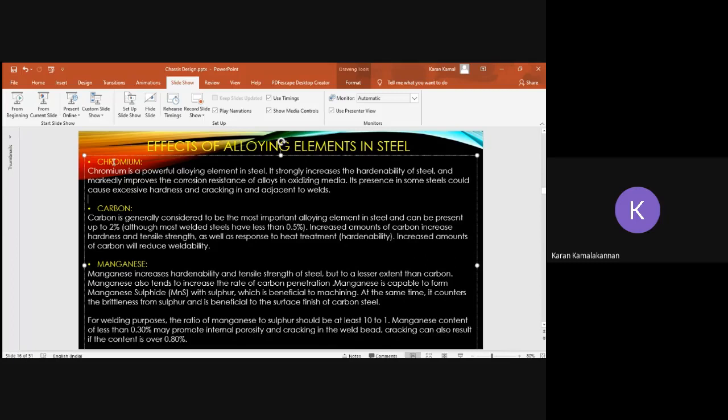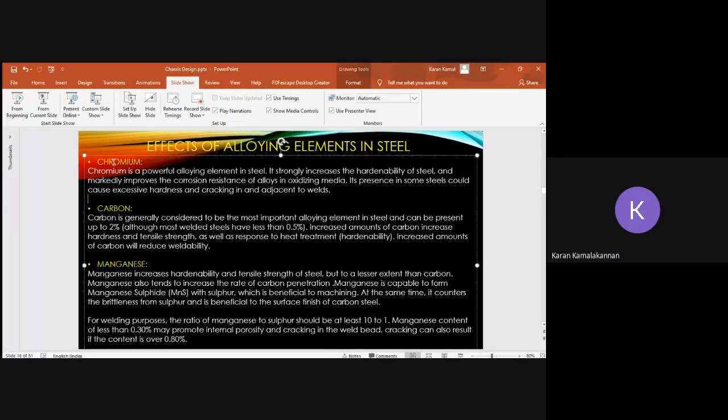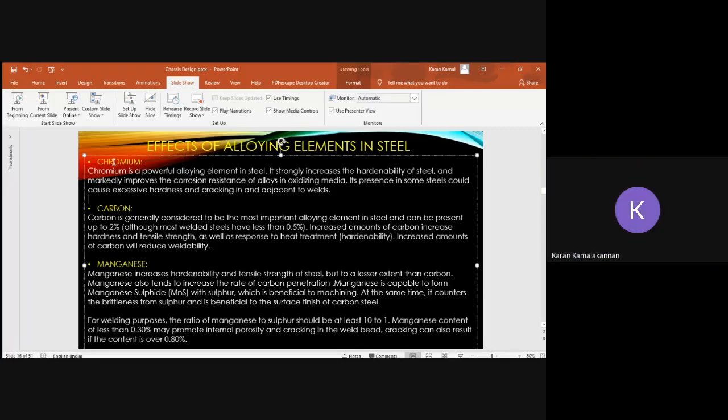Okay, next is carbon. Carbon, obviously, steel is an alloy of iron and carbon. Steel has carbon up to 2%. As students, you know about the iron carbide diagram, and you must know the carbon range. Below about 0.3 to 0.4% we have mild steel, up to 2% we have steel, and after that we have cast iron. You can see this from the iron carbide diagram.